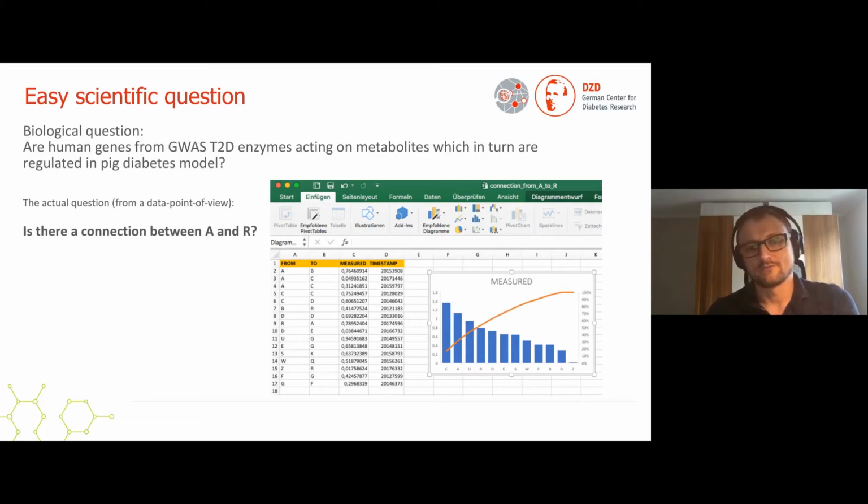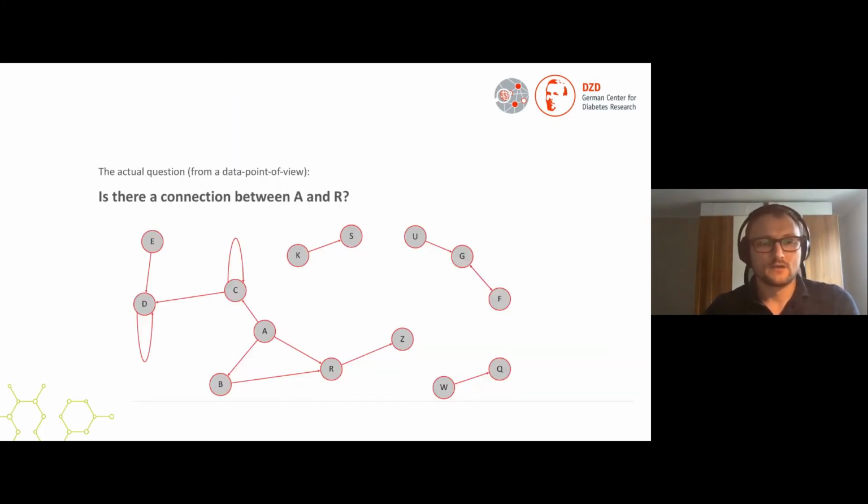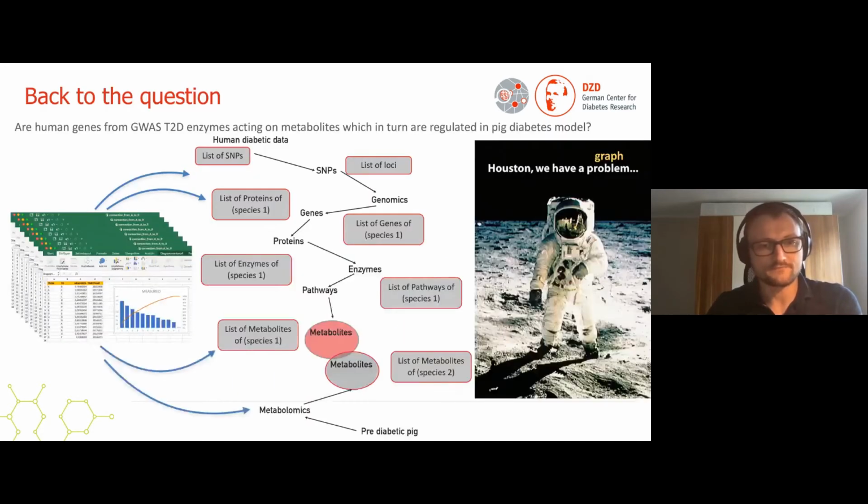So 21, 22, 23. Did you see that? I think not. I give you 3 seconds again, to show you if A is connected to R. 21, 22, 23. And I hope you saw that A is connected to R. It's very easy. It's very intuitive. And that's why graph technology is extremely well suited for our problems.